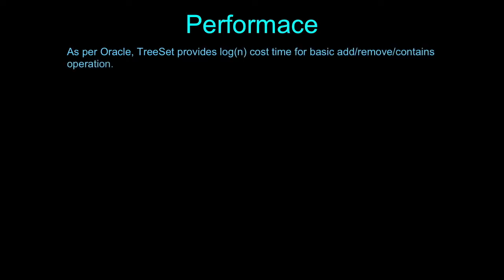Now looking at the performance of TreeSet, as per Oracle, TreeSet provides guaranteed log(n) time cost for the basic add, remove, and contains operations, while HashSet provides constant O(1) time performance. Now that's it for TreeSet.